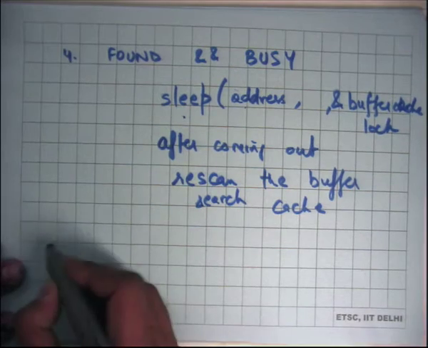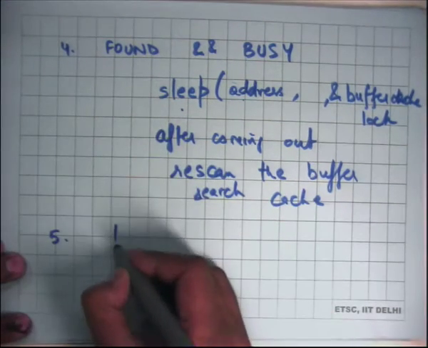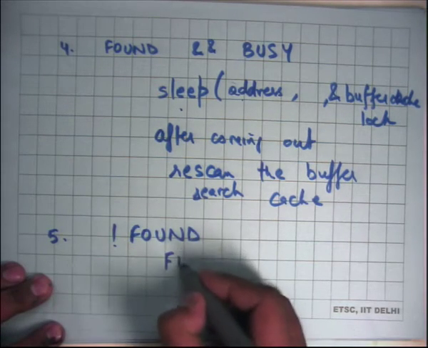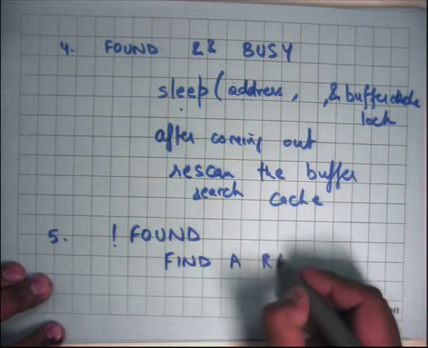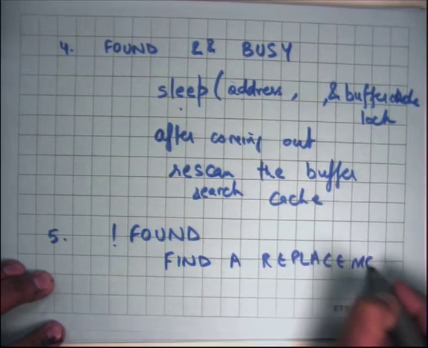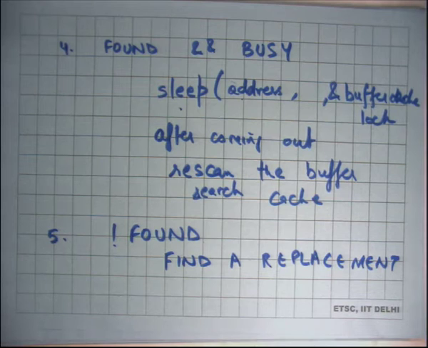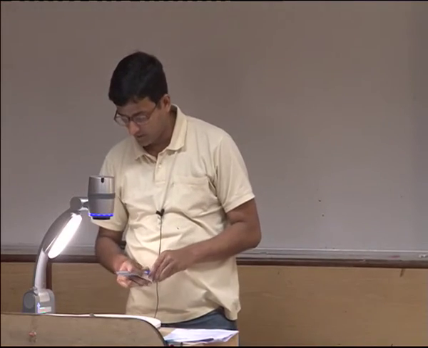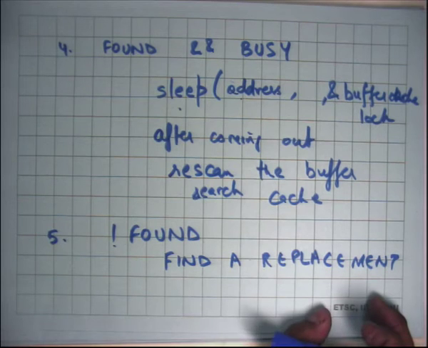Okay, and let's see what's the third case? Not found. In which case, you will find a replacement buffer. Once again, you're going to find the replacement with the buffer cache lock held, so that's guaranteeing mutual exclusion. Recall that all the in-memory data structures are being protected by this global buffer cache lock, but it's the individual buffers that are getting protected by fine-grained locks. So you find a replacement holding the buffer cache lock.